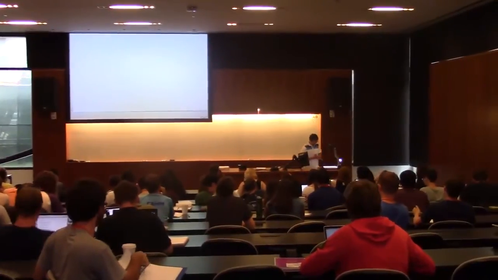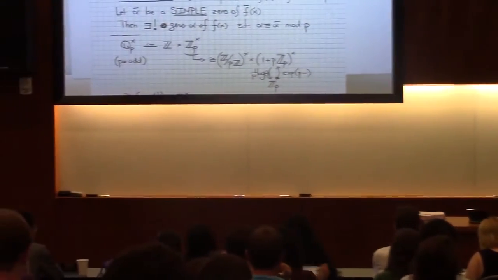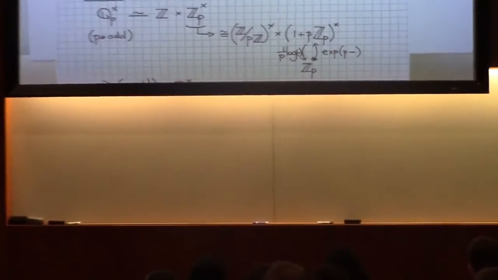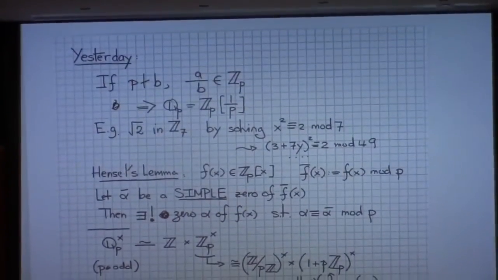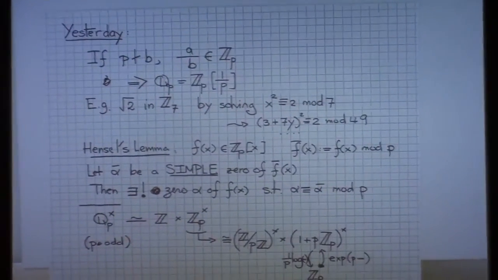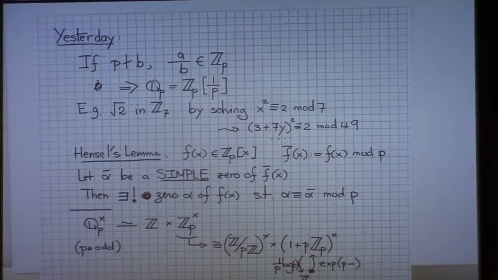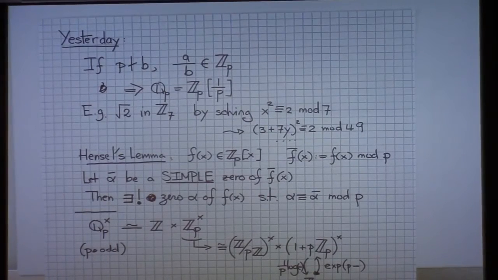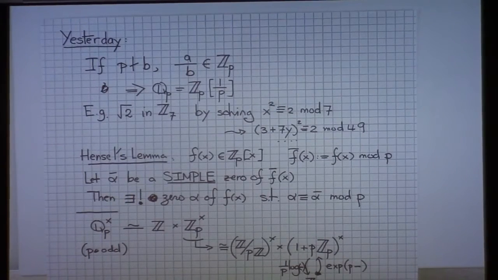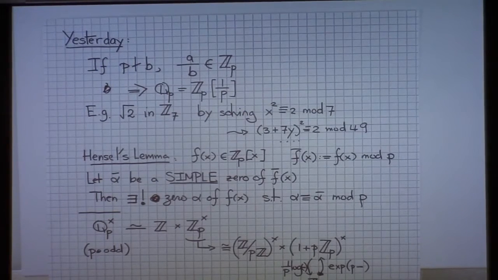Okay, good. Let's start by reviewing what we talked about yesterday. We started out with talking about Q_p and Z_p. If b is an integer that's not divisible by p, then if you write a over b, that rational number is actually in Z_p. Therefore Q_p is just the fraction field of Z_p. In fact, to get this fraction field, you just need to invert p. So you don't have to invert other elements.